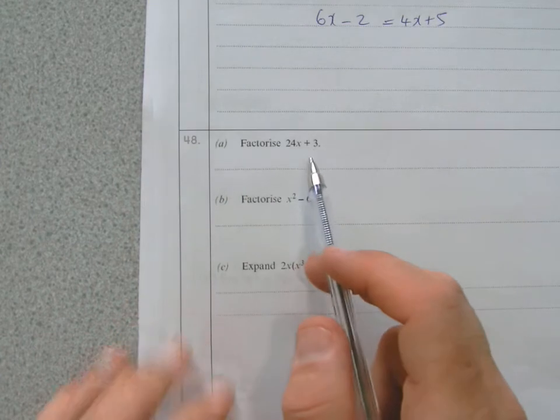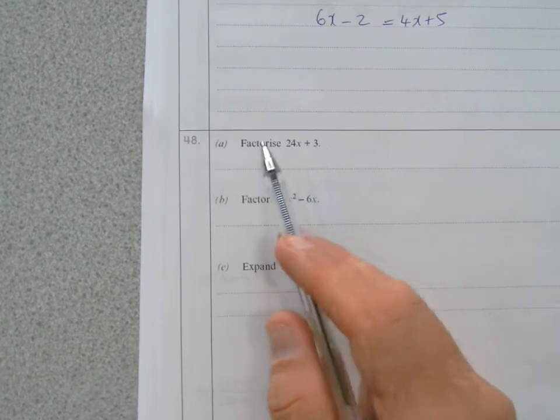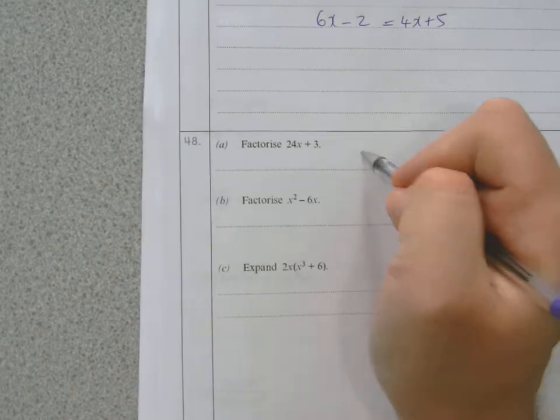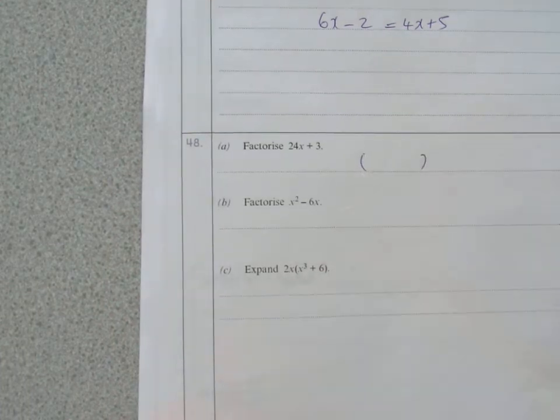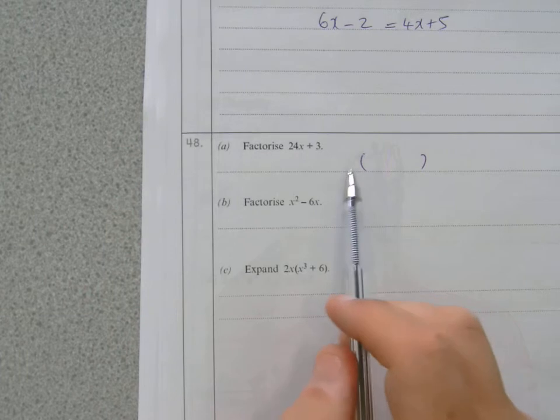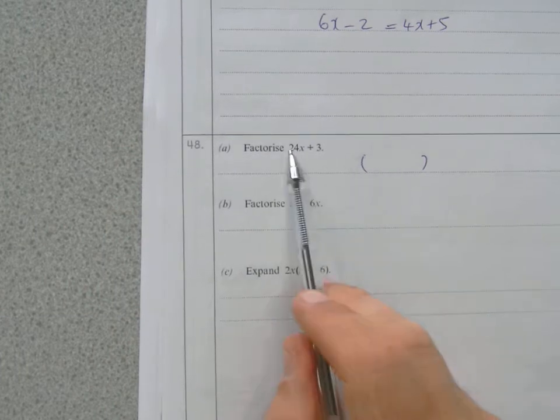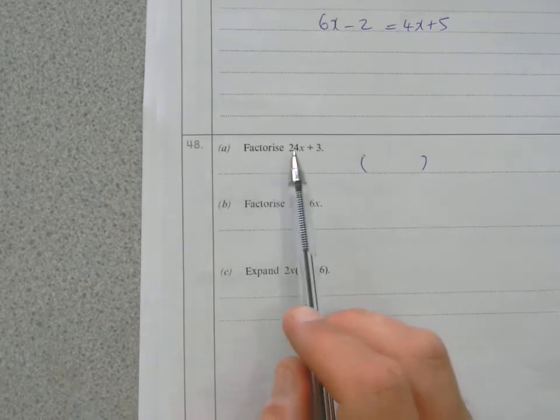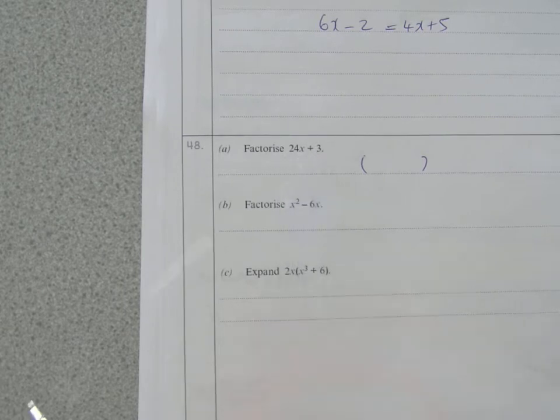Okay, so with this question, factorize 24x plus 3. When it says factorize, it means put it into a bracket, right? So we can have a bracket here. And with a bracket, of course, there's going to be a number out here which is called the common factor. When you look at these two terms, you've got to ask yourself, is there a common factor here? Is there a number or letter or both that go into each term here?